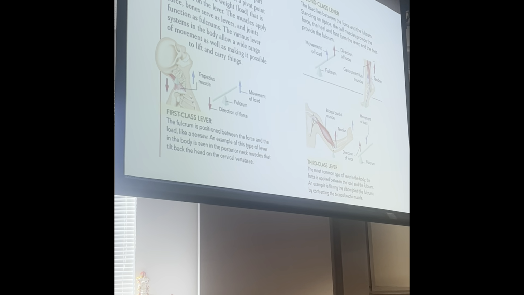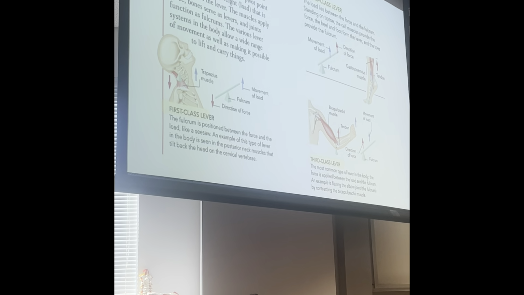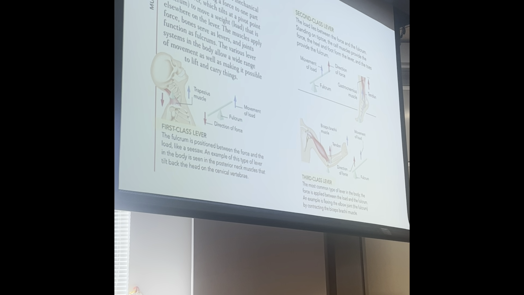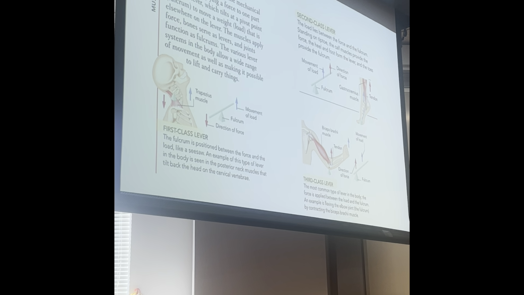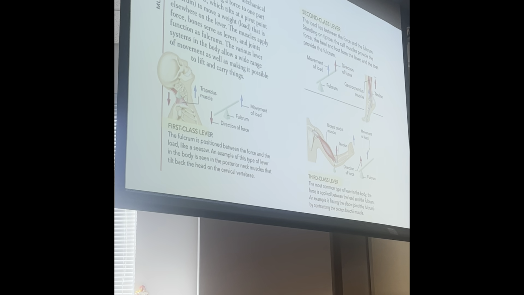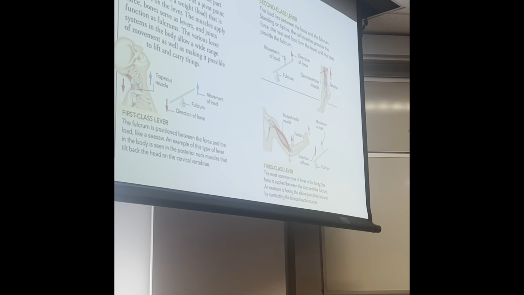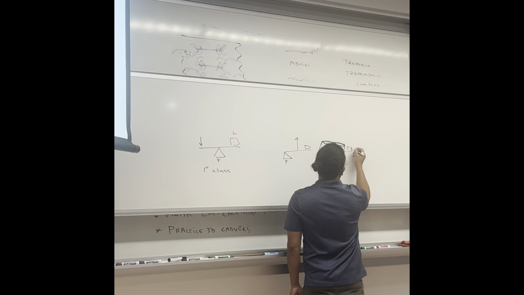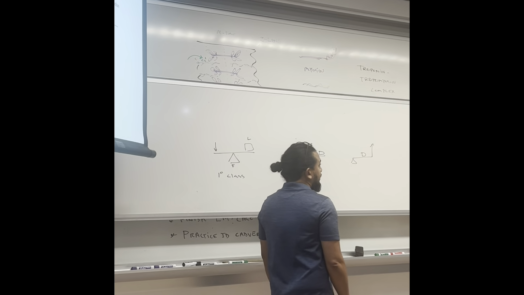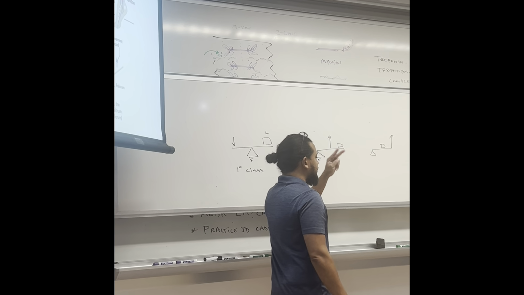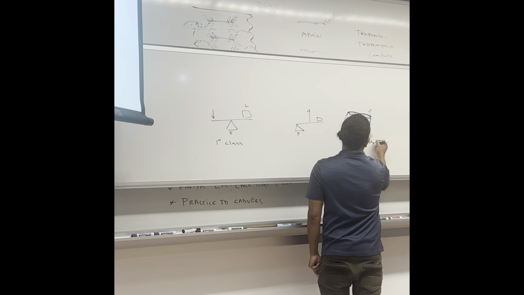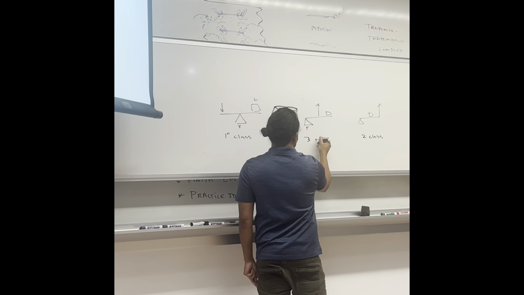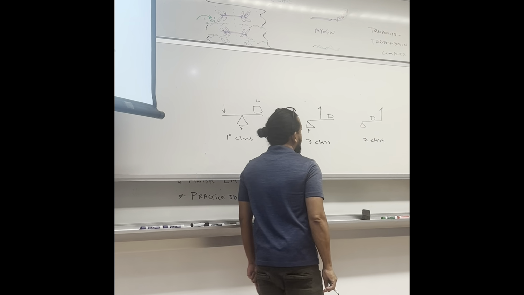In a second and third class lever, the fulcrum is at the end. The difference is that either the force is being applied from the middle and lifting the load, or the load is in the middle and the force is being applied at the end. I always switch these in my brain, but this is a second class lever, and this is a third class. All you need to know is an example of each of these.